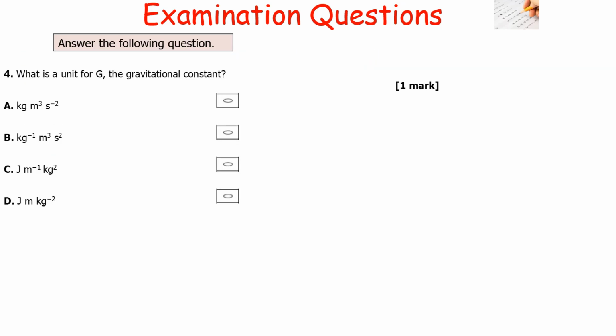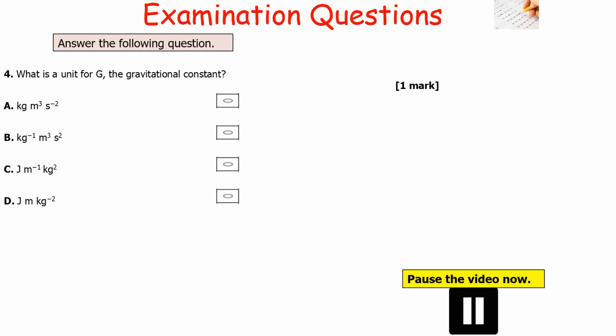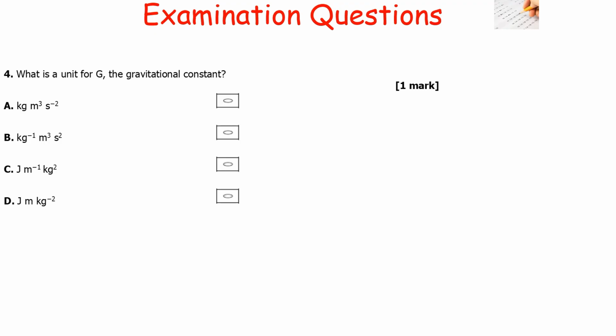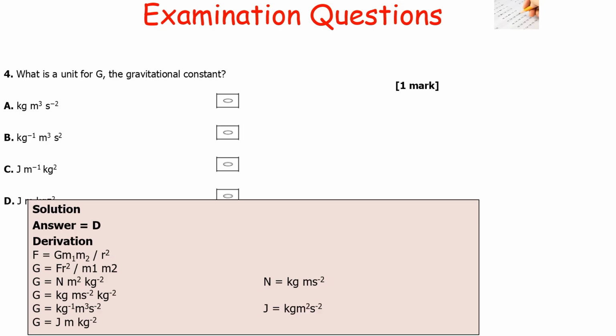The next question says, what is the unit for G, the gravitational constant? So pause the video now, then unpause the video when you want to go through your answer. Right, so how do you answer this particular question? Well, our answer here is D, because we know that the gravitational force is big G m1 m2 over r squared. So we've got our equation now which has big G in it.